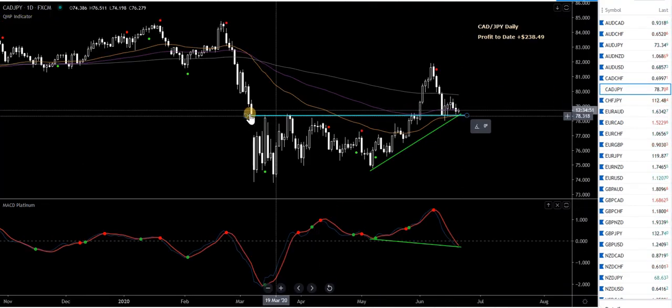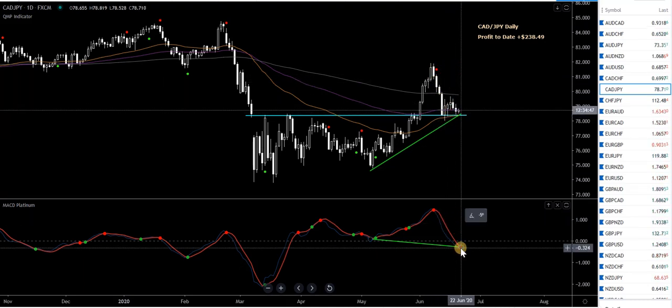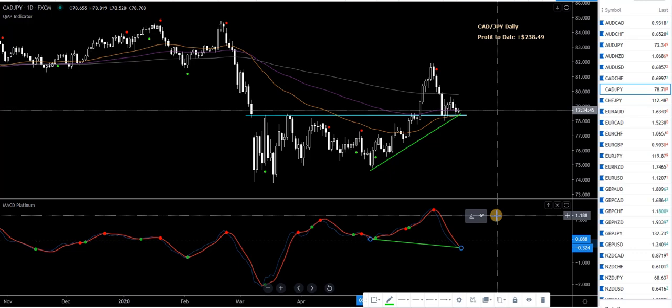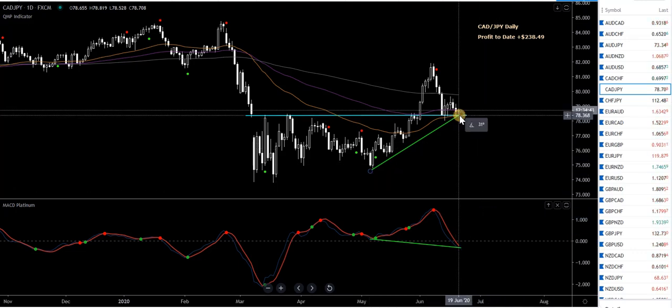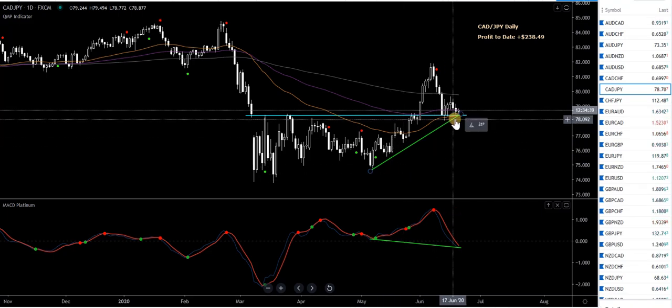CAD Yen, in nothing. Closed all my trades out. Again, drawing my lines in, trend lines in place, looking for potential hidden bullish divergence setting up here, possibly. Price is just sort of going sideways at the moment.